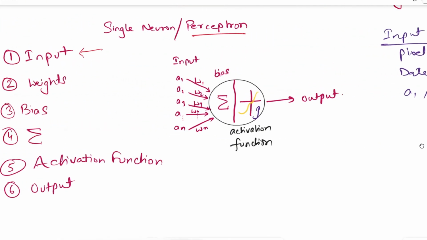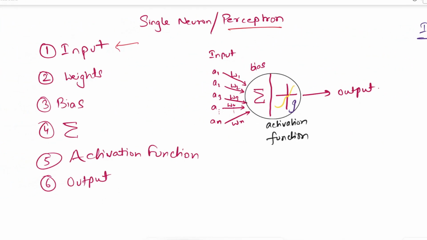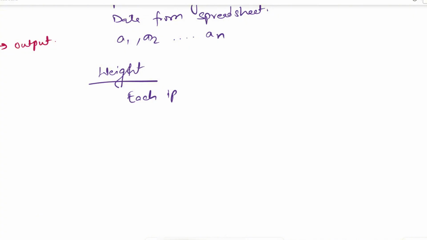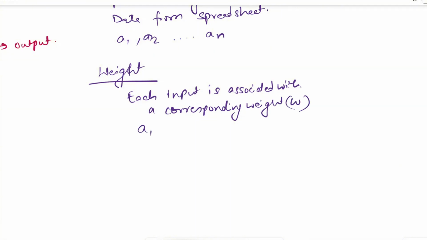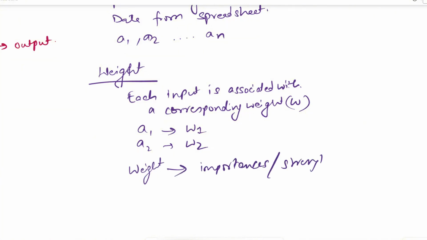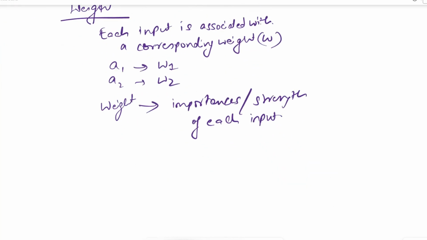Second part is weight. Each input is associated with a corresponding weight. So suppose we have an input A1, then it will have a corresponding weight W1. Similarly, input A2 will have weight W2 and so on. Therefore, weight represents the importance or the strength of the corresponding input. A higher weight means its input has more importance.